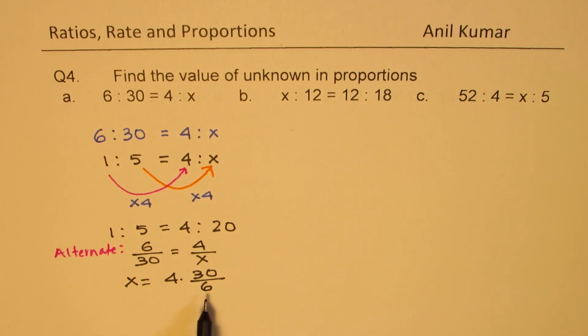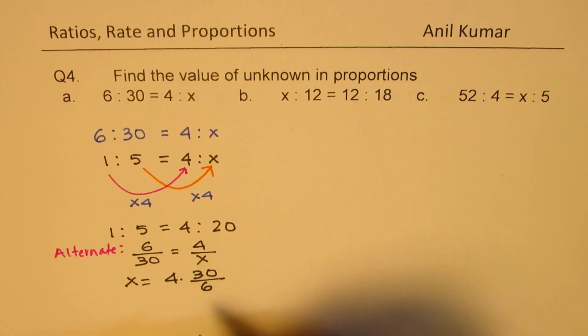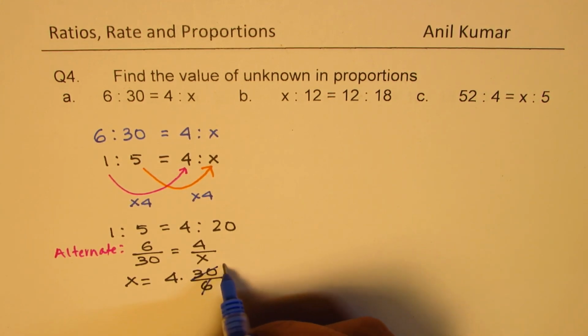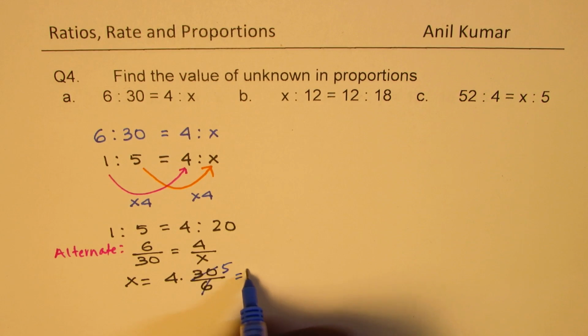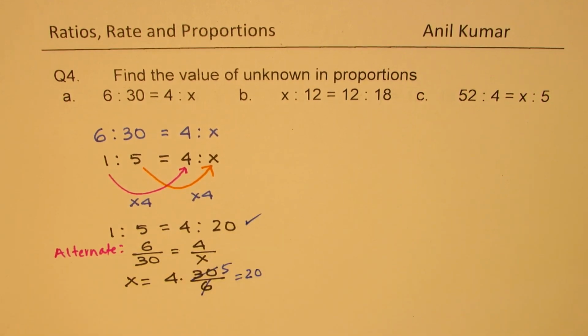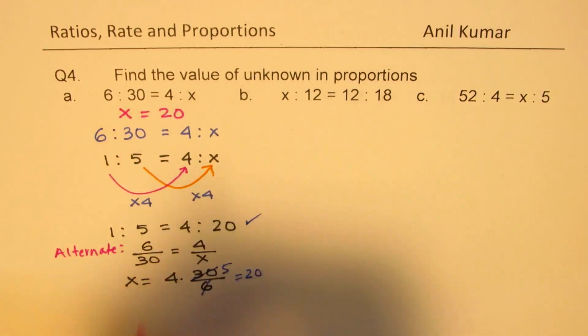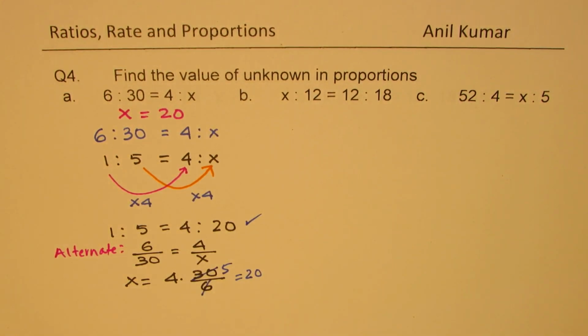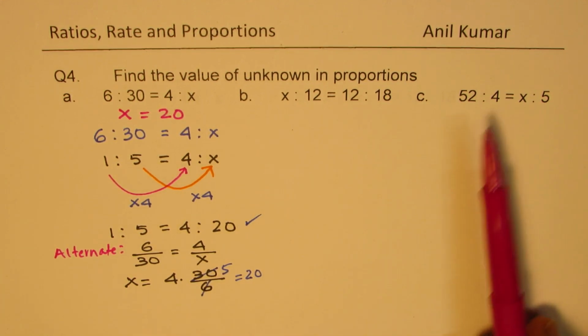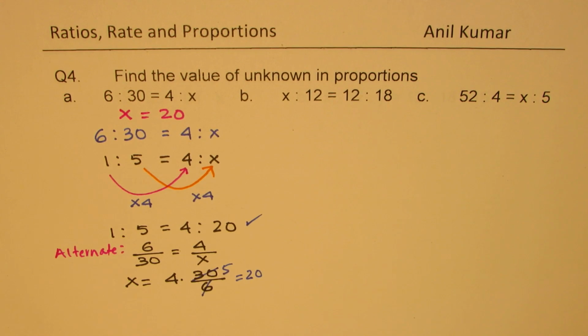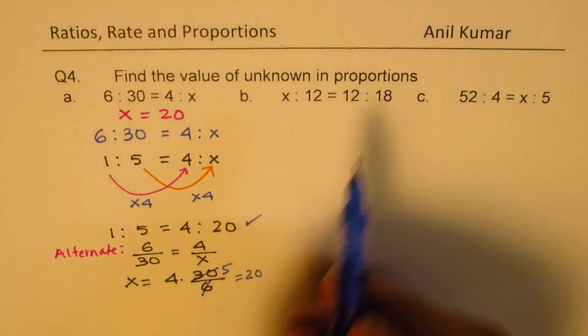So this is also a very effective way of finding the unknowns. So now this goes 5 times, and 5 times 4 is 20. So we get the same answer. Is that clear to you? So we get our answer, which is x is equal to 20. Perfect. I'd like you to apply any one of these strategies and find the value of x in the other two examples. Okay, so let's continue.